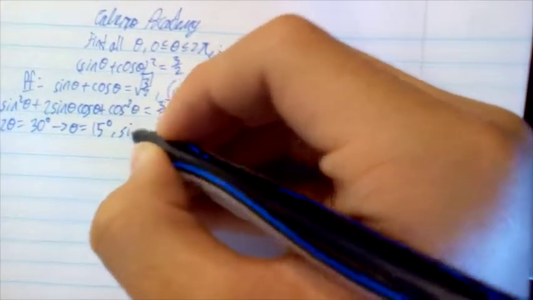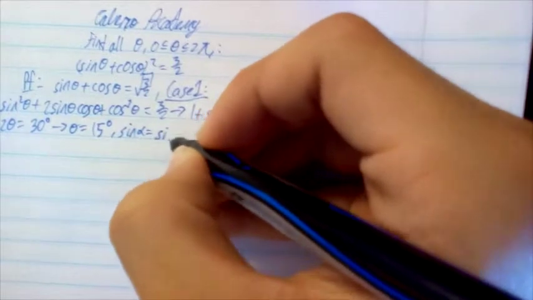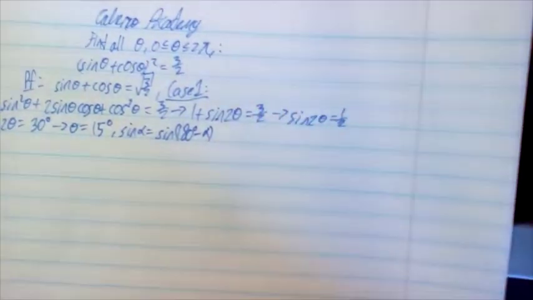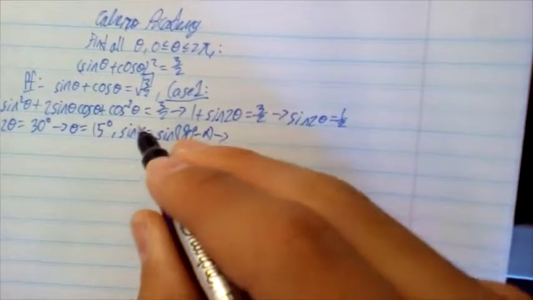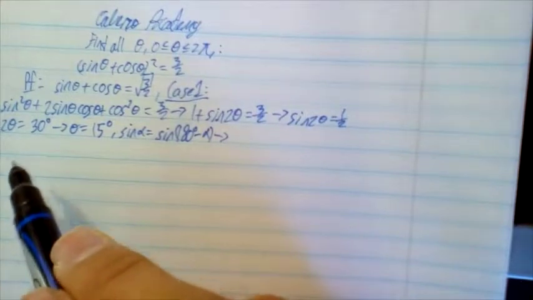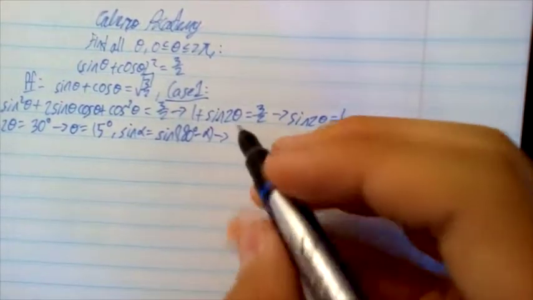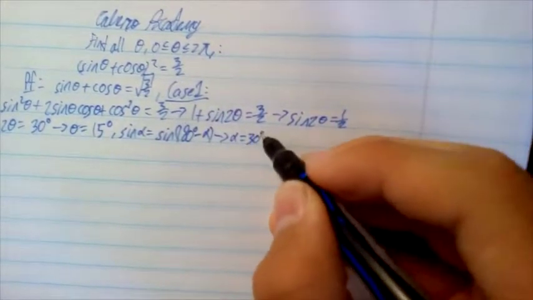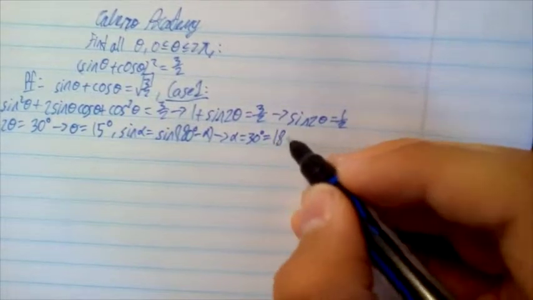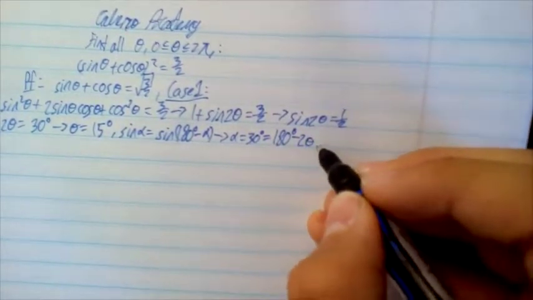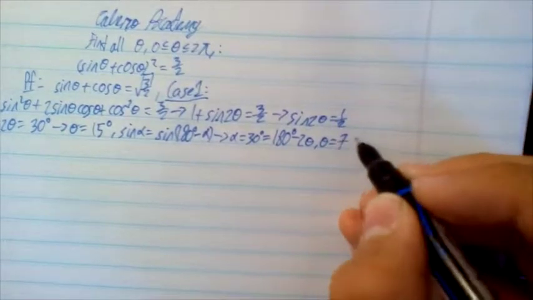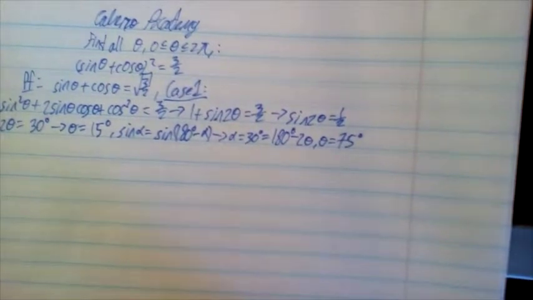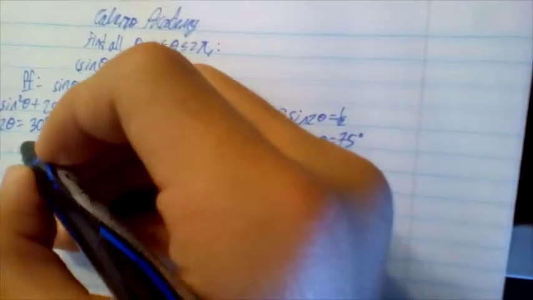Sine of any angle alpha is equal to sine of 180 degrees minus alpha. So in this case, we have alpha over there being 30 degrees, and alpha over here being 2 theta. So we can rewrite that 30 degrees is equal to 180 degrees minus 2 theta, or that theta is also equal to 75 degrees. So we've discovered 2 values of theta, and I can tell you for free there's 2 more. Let's go into case 2.